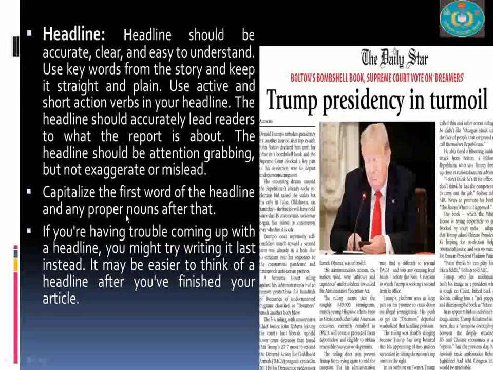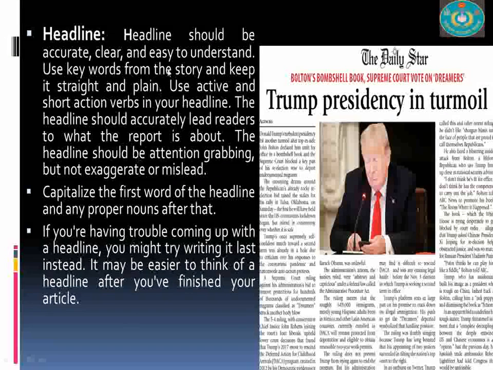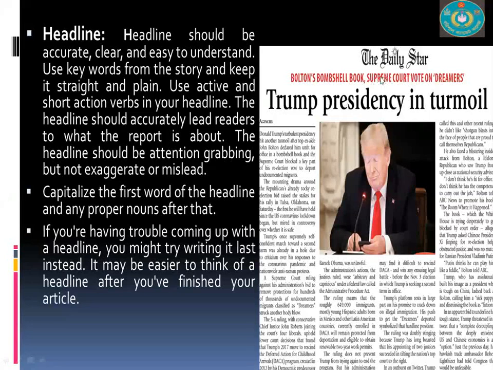If you are having trouble coming up with a headline, you might try writing it last instead. It may be easier to think of a headline after you have finished your article. Sometimes you may feel quite complicated. What should be the headline? So if you can't decide, then you may actually write the headline later on after you have finished your story, finished your report. Look here, Trump presidency in turmoil.